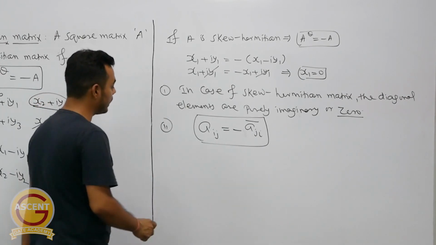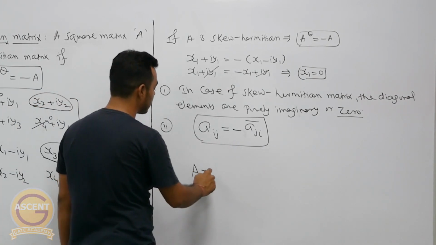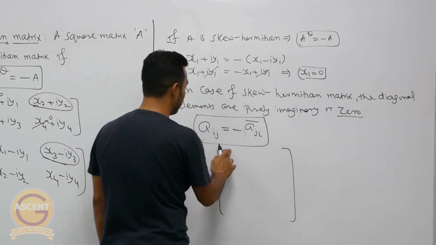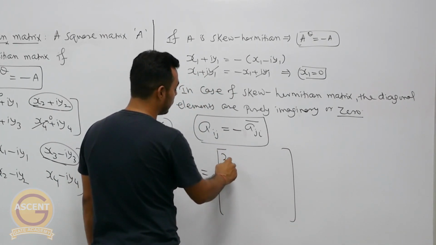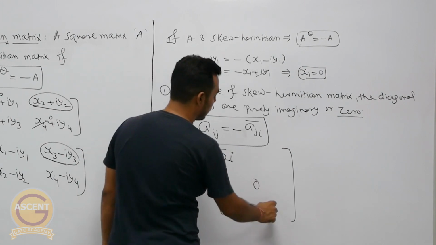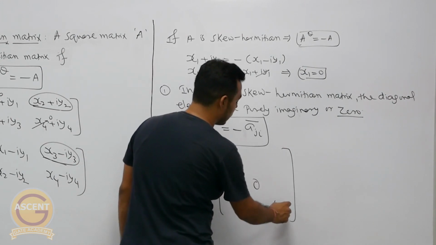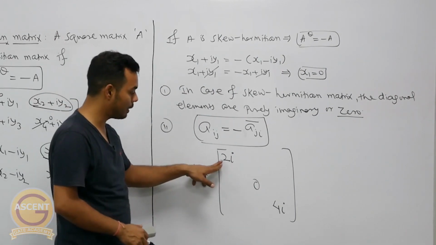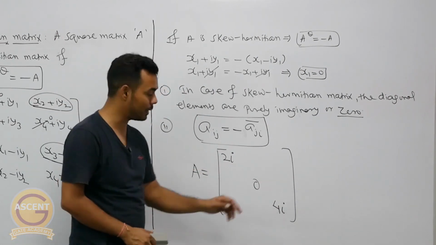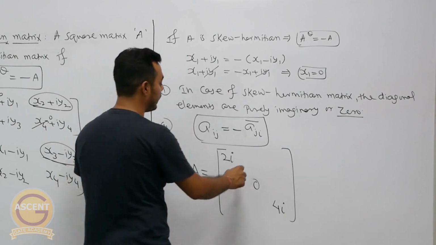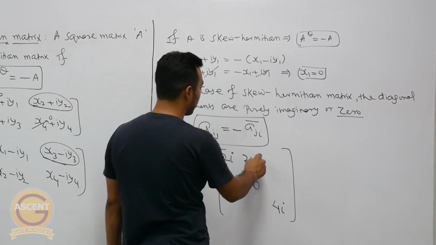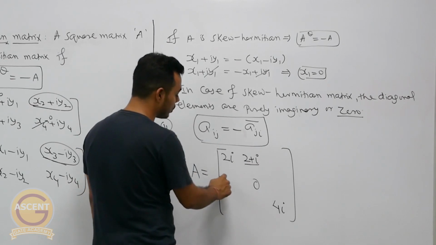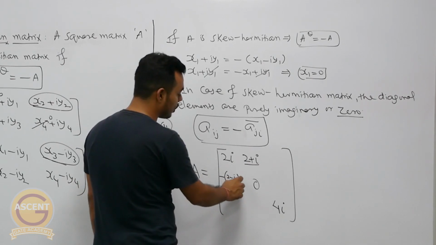So if I want to write an example of a Skew-Hermitian matrix, then first thing is, on diagonal I have to write purely imaginary elements or 0. So I can write 2 iota here, 0 here, 4 iota here. On diagonal elements, the real part will always be 0. So here for all these three elements, the real part is 0. Now next thing, here if I have 2 plus iota, then this element will be negative conjugate of 2 plus iota. So minus 2 minus iota.